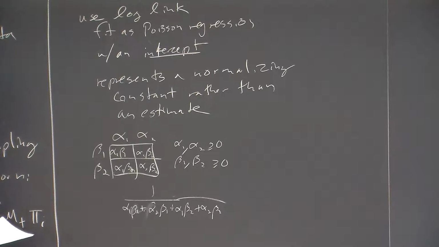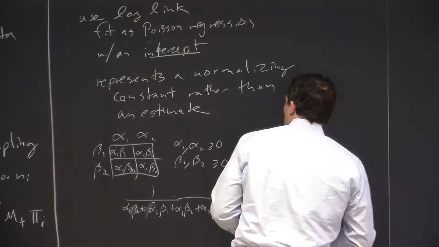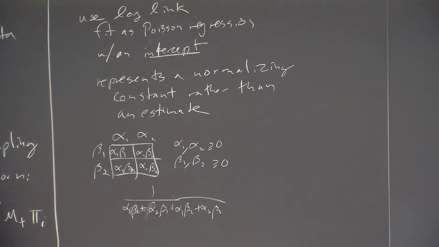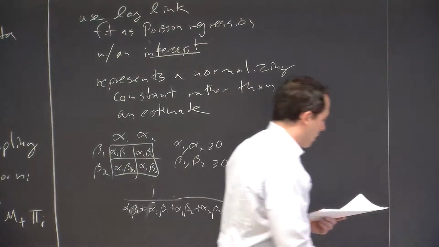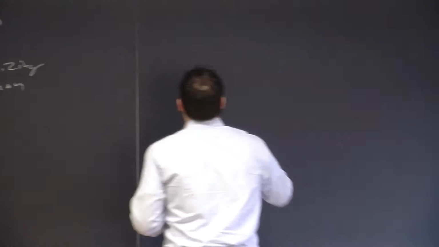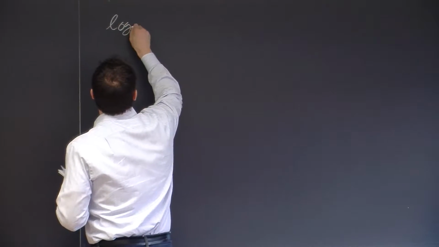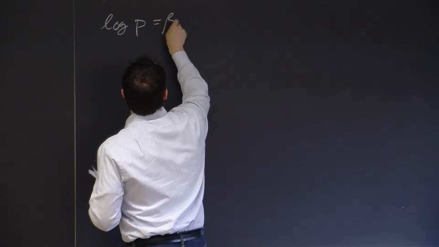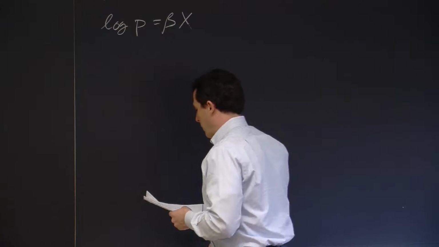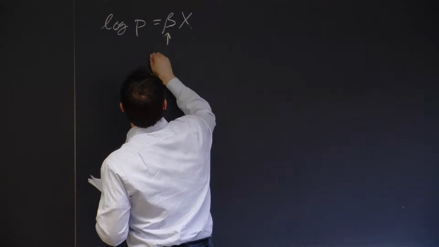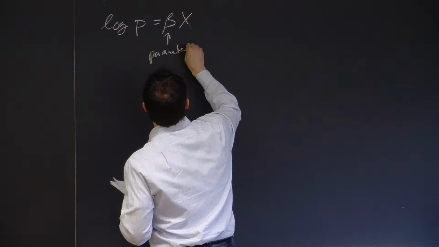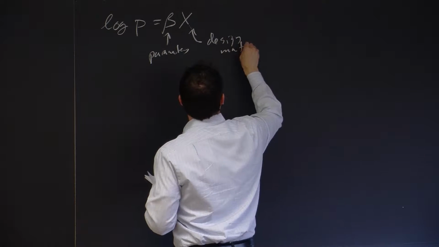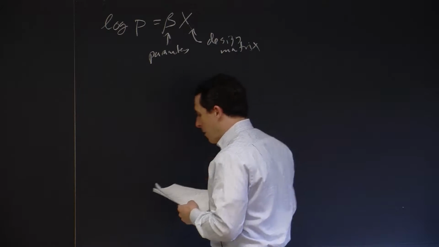Okay, so the idea is that this type of correction is what we end up calling a log linear model. One way to think about this is to say that we have some vector of probabilities, and we're saying that that's equal to some vector of parameters times some design matrix that describes the model.